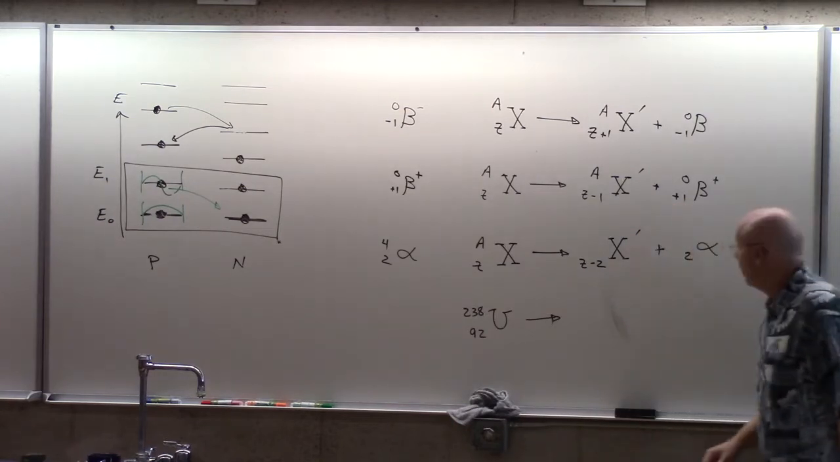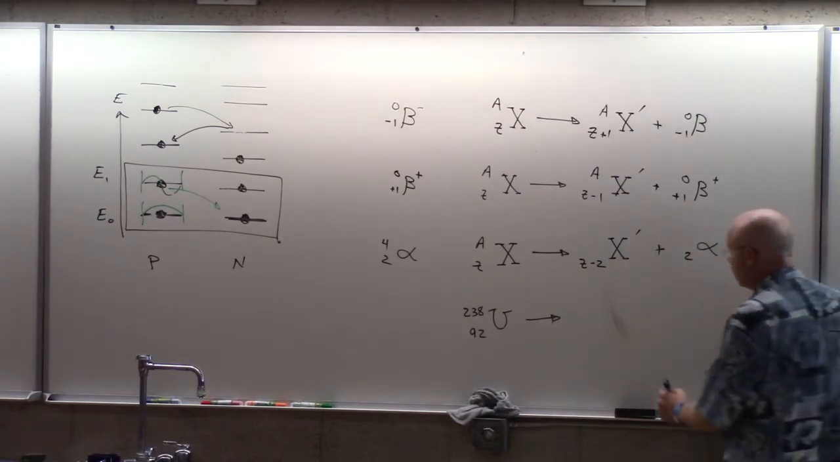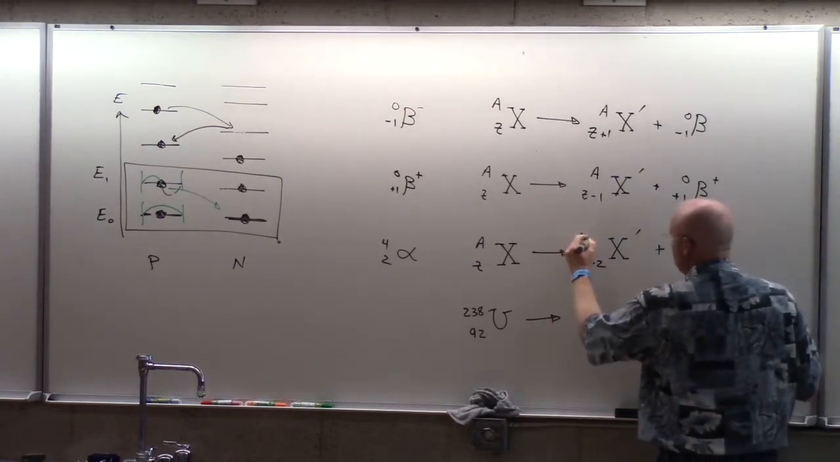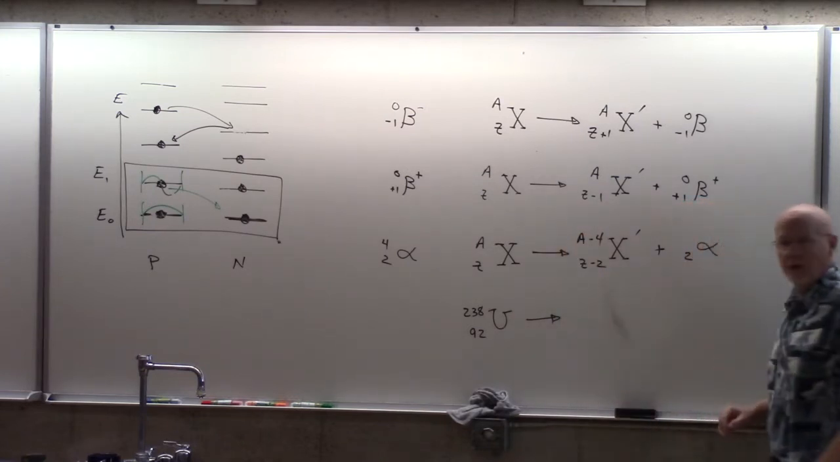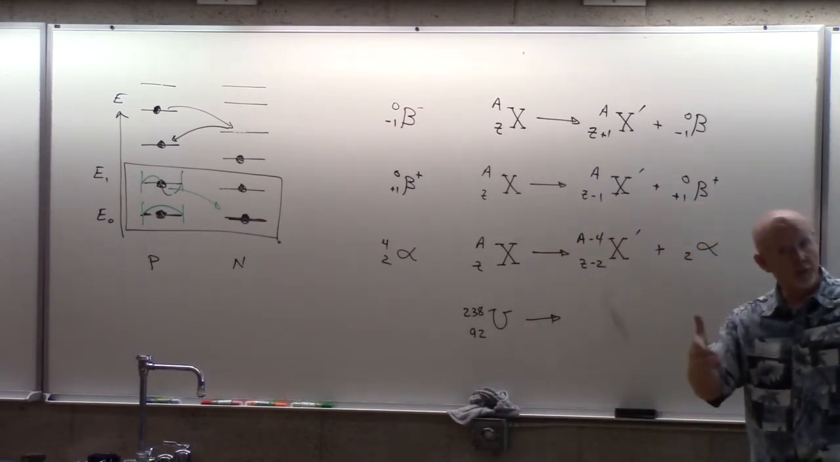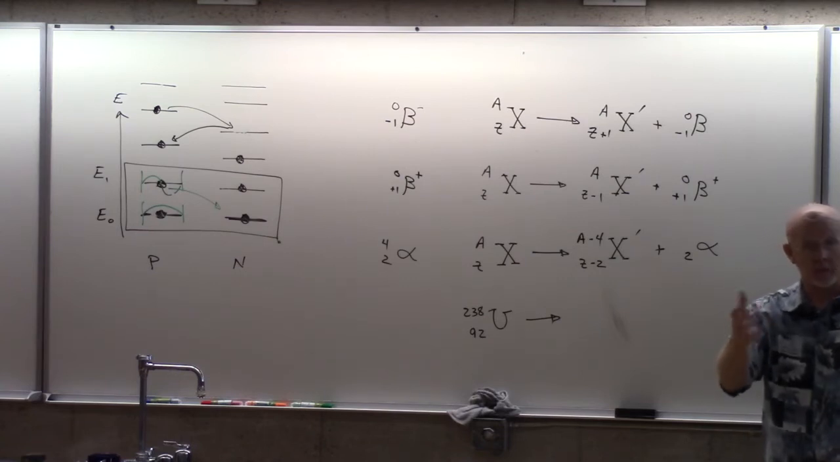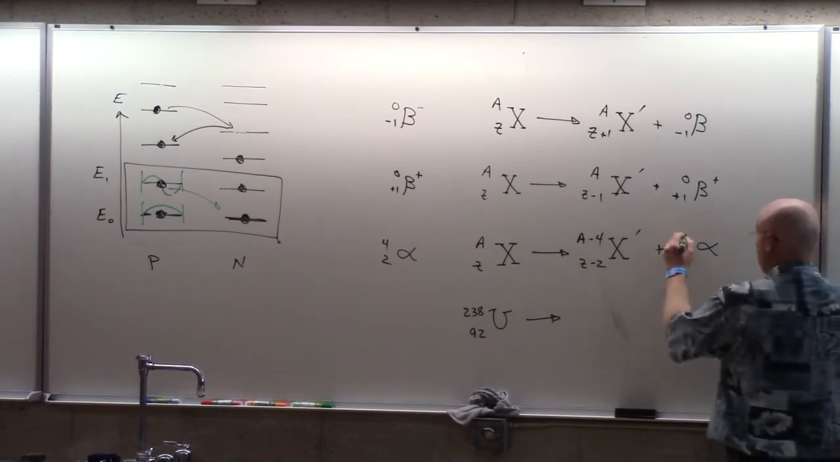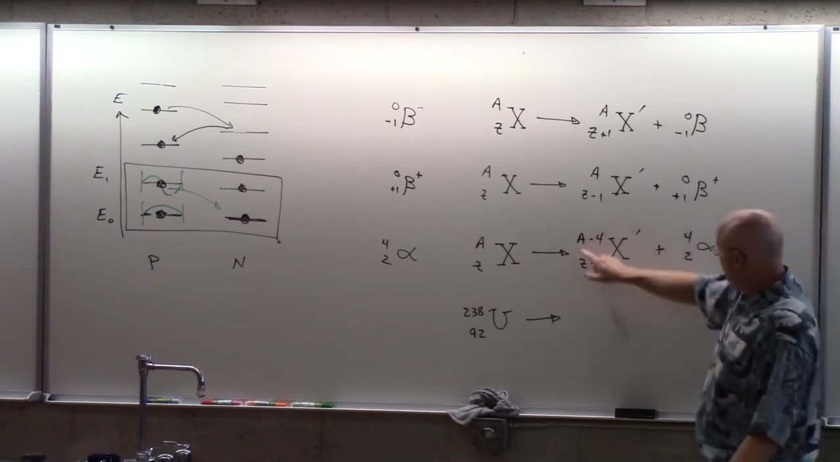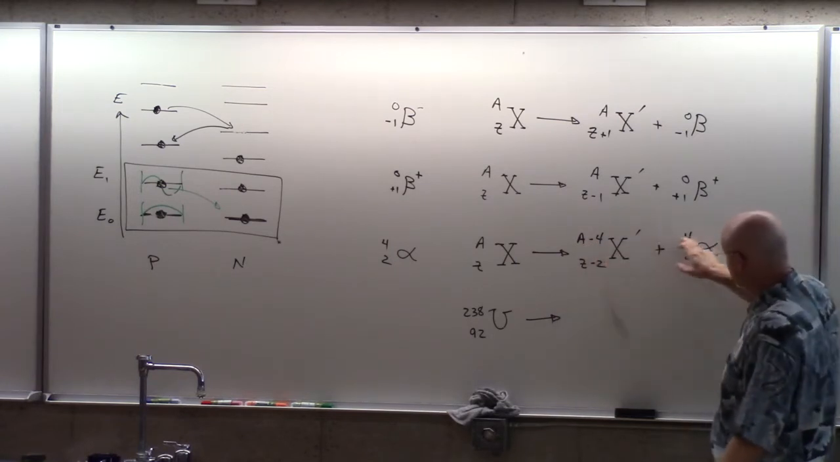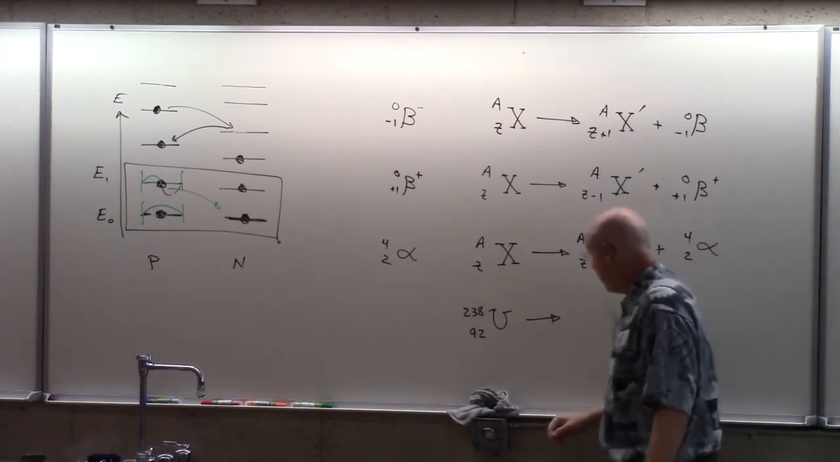Okay? And then in the top row, notice then that this would be an A minus 4. Because we are kicking out 2 protons, and 2 neutrons, a total of 4 nucleons. So that's why we have a 4 up here. And so again, when you add A minus 4 plus a 4, you get your A.